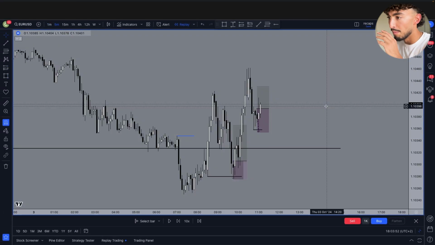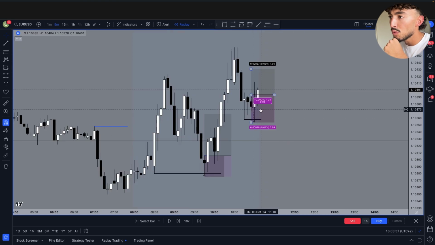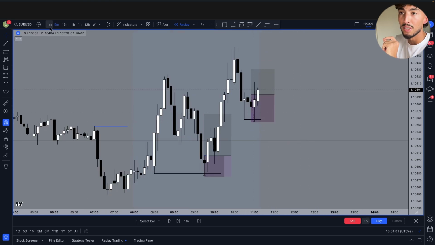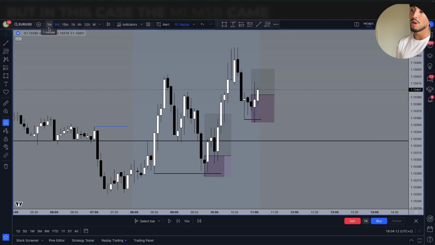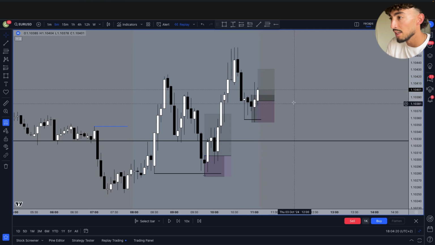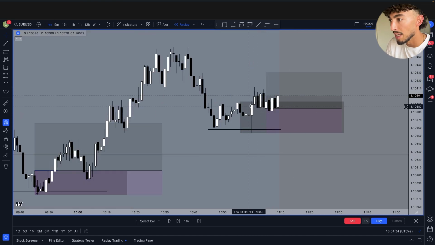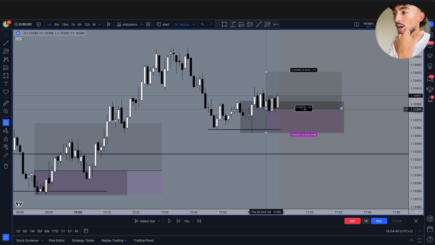But at the point of this play, you can see the M5 sweep closed later than the M1 MSB, and we always have to have an M5 sweep confirmation, and then we look for the M1 MSB. But in this case, the M1 MSB came before the M5 closure. So at that point, we wait for the M5 closure and enter at market whenever the M5 confirms the sweep. So I entered right here at this next candle, because here you can see that M1 had an MSB already, because this is the swing high before the sweep, but this is 11.1, 11.2, 11.3, 11.4, 11.5. At this point, we are able to enter.